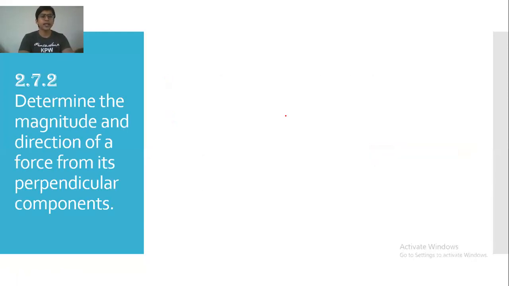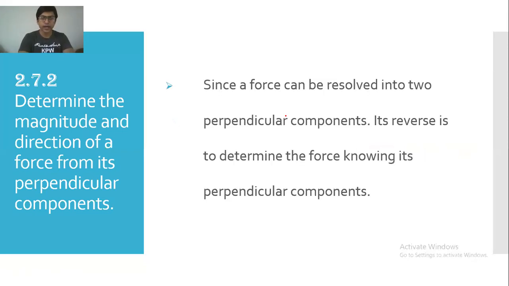Determine the magnitude and direction of a force from its perpendicular components. Here again, I'm going to show you a diagram. First, we will look at the definition. Since a force can be resolved into two perpendicular components, its reverse is to determine the force knowing its perpendicular components. As I have mentioned before, it is the opposite of the SLO we did in 2.7.1, our previous lecture. Now here is the figure.